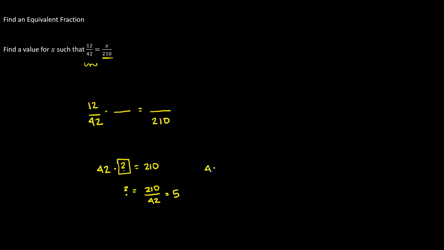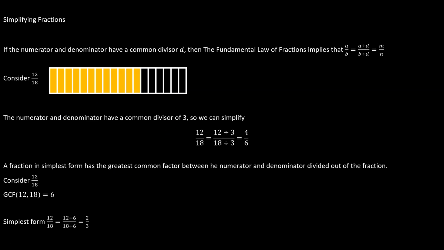We can check that. Is it true? 42 times 5 does in fact give us 210, so we found the correct mystery number, and that's the number we want to multiply top and bottom to our fraction 12/42 to find the equivalent, a fraction with the denominator 210. So we just need to multiply 12 times 5 to find out what the numerator needs to be, and we find it's 60. So the fraction 12/42 is equivalent to the fraction 60/210, the same way that 2/3 was equivalent to 6/9.